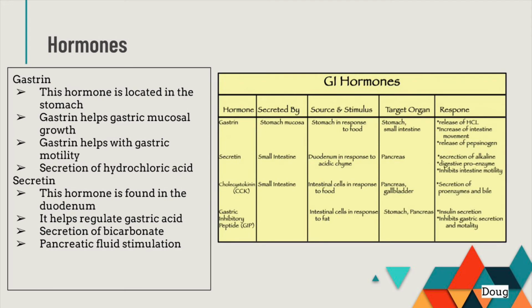There are two main hormones involved with digestion: gastrin and secretin. Gastrin is located in the stomach. Gastrin helps with gastric mucosal growth, and gastrin also helps with gastric motility. Secretion of hydrochloric acid is one of the functions of gastrin. Secretin is located in the duodenum. The functions of secretin are regulating gastric acid, the secretion of bicarbonate, and secretin also helps stimulate pancreatic fluid.